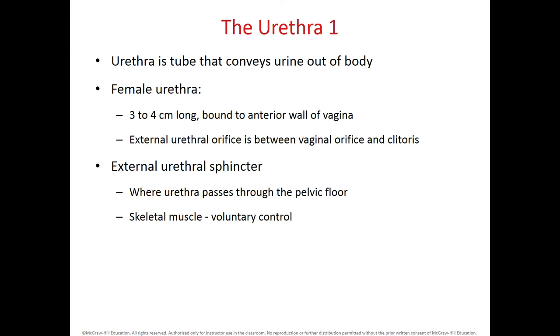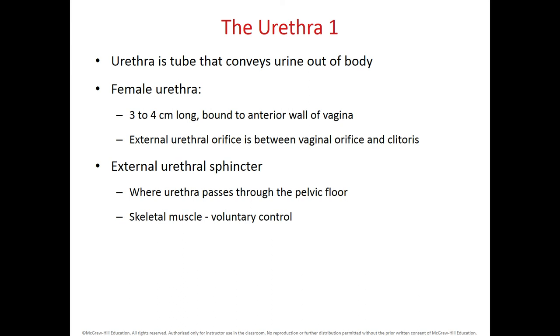So now let's talk about the urethra. The urethra is the tube that conveys the urine out of the body. In females, the urethra is short. It measures between 3 to 4 centimeters in length, so less than 2 inches. And this one is bound to the anterior wall of the vagina. The external urethral orifice will be located between the vaginal orifice and the clitoris in females.